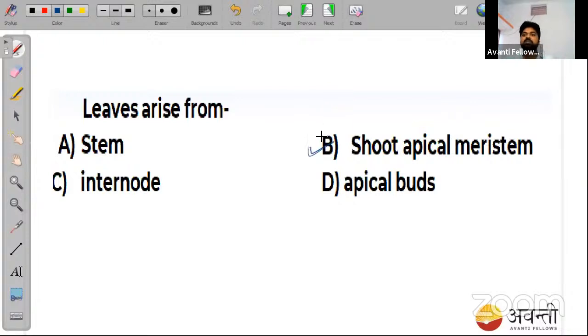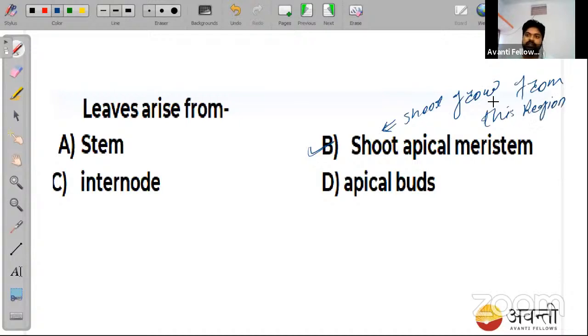Then what is meant by shoot apical meristem? It is a region from where the shoot grows. The shoot grows from this region, and that is known as the shoot apical meristem.